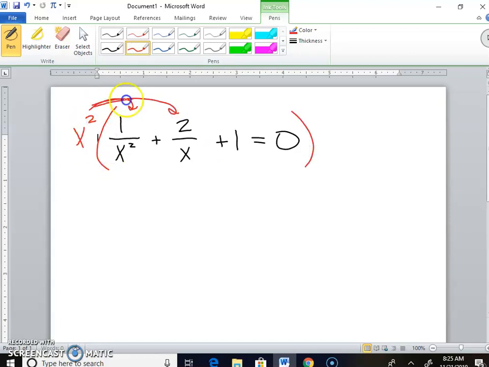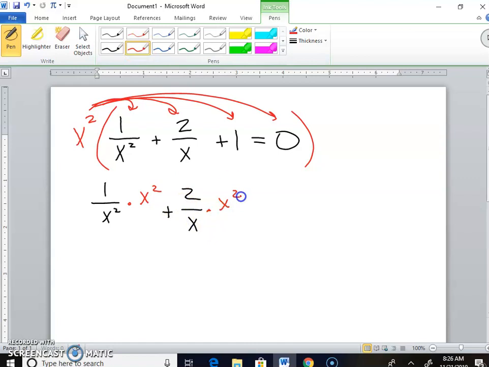I've got to distribute that x squared to everything up here. Okay, when I do that, I get a 1 over x squared times x squared plus a 2 over x times x squared plus a 1 times x squared equals a 0 times x squared. And yes, you do have to take that x squared to the other side of the equal sign as well. Everything has to be multiplied by it.